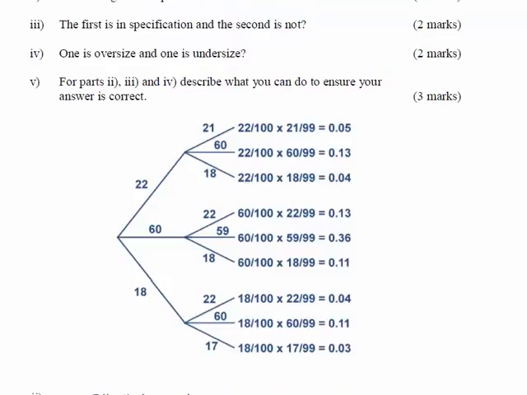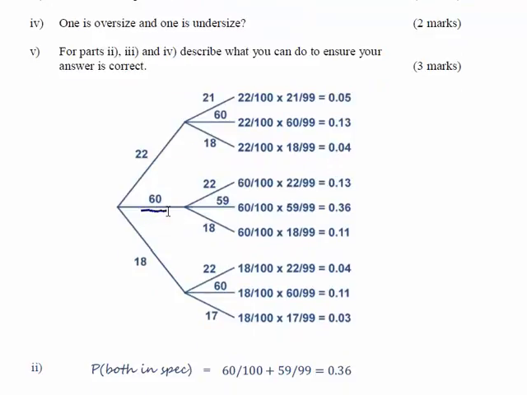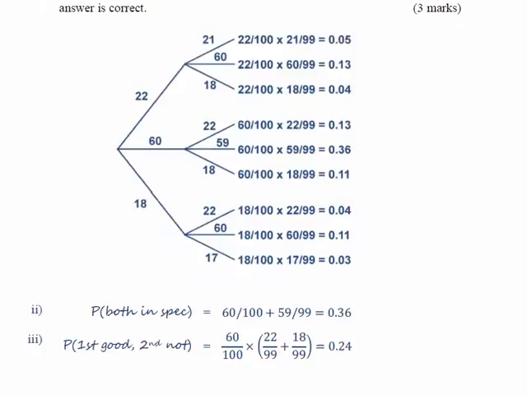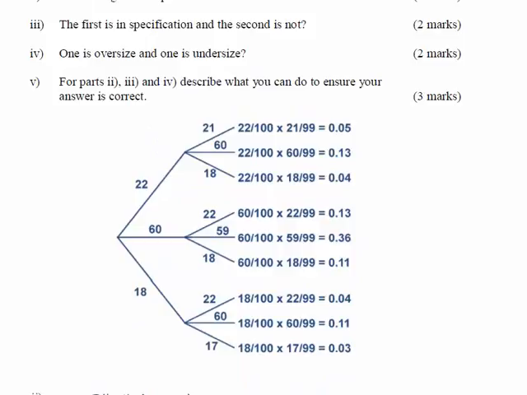Part 3, the first is in specification, which is 60 over 100, and the second one is not. Well, there are two parts to that. It could be oversize or it could be undersize, so we need to add those two together. So 0.13 plus 0.11.